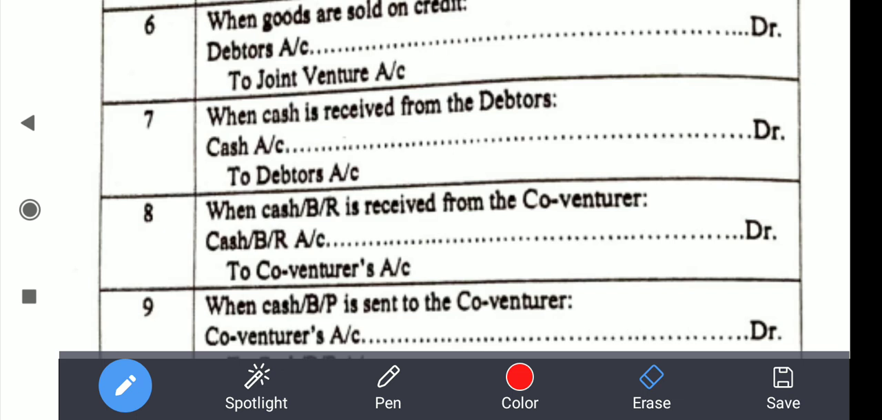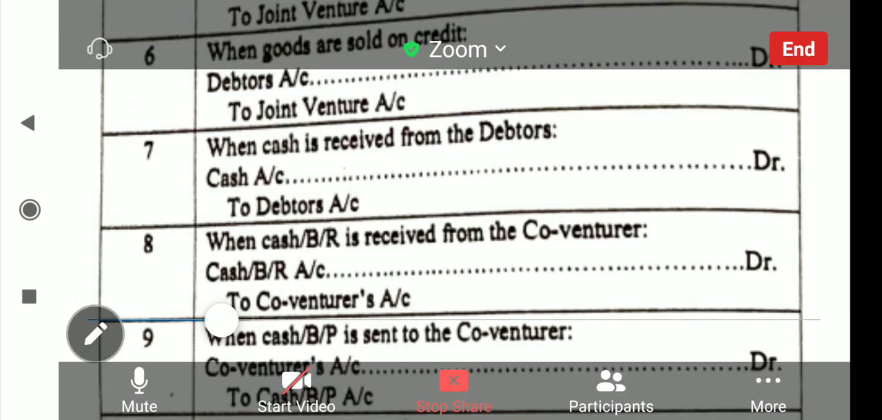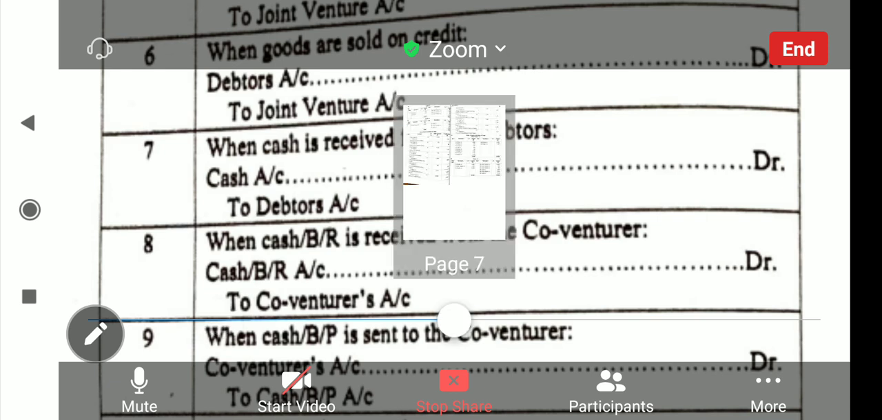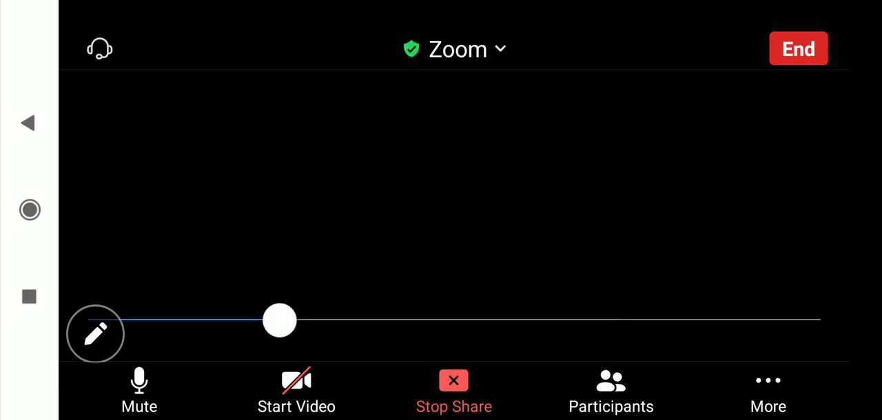Then, when cash or bills receivable or bank is received from the co-venture, if any amount is contributed by the co-venture, you have to write cash or bank or bills receivable account debit to co-venture's account. Then, when cash or bills payable is sent to the co-venture, that is very simple: co-venture's account debit to bills payable account. Co-venture's account debit to bills payable, or cash account.